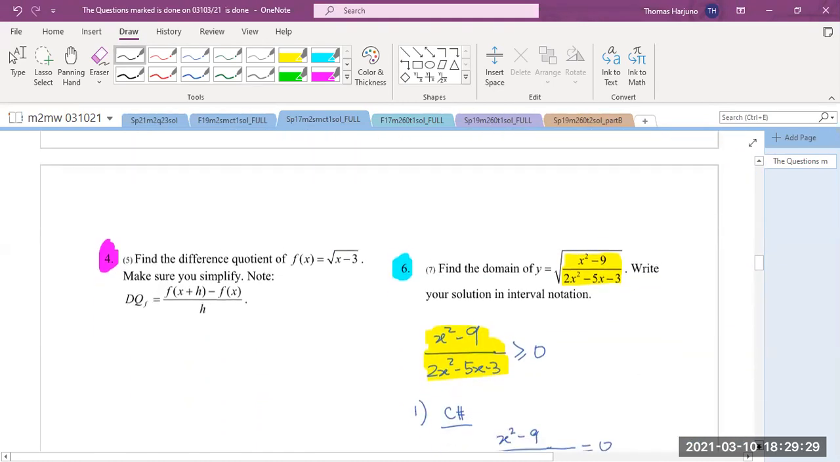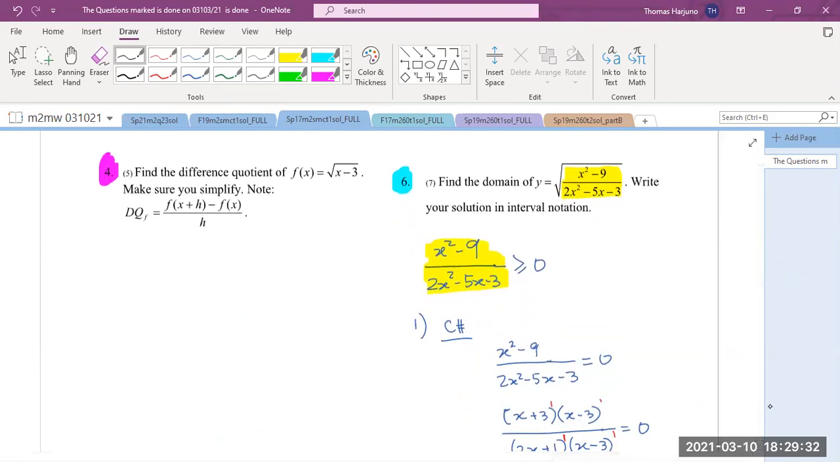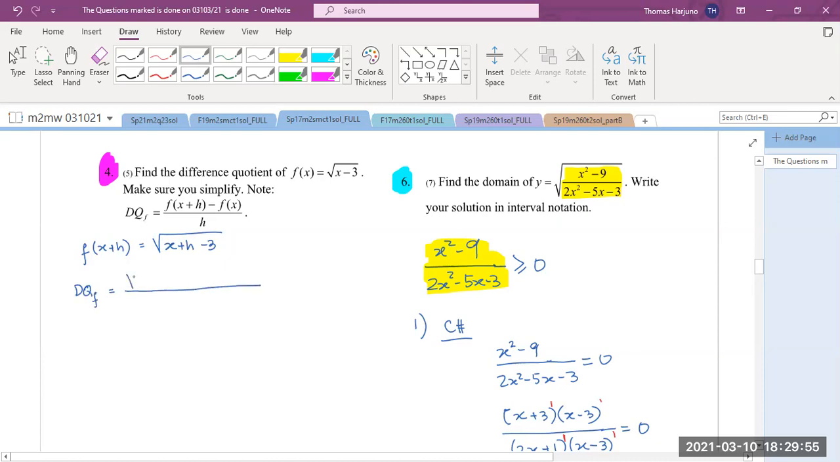Oh, number 4. Find the difference quotient of square root of x minus 3. So f of x plus h is square root of x plus h minus 3, such that the difference quotient of that function will be f of x plus h minus square root of x minus 3, that is, square root of x plus h minus 3 minus square root of x minus 3, over h. Now, let me ask you to do this problem.